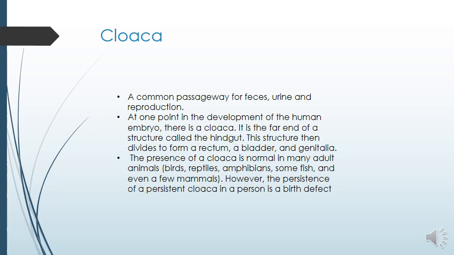A cloaca is a common passageway for feces, urine, and reproduction. At one point in the development of the human embryo, there is a cloaca present. It is the far end of the structure called the hindgut. This structure then divides to form a rectum, a bladder, and a genitalia. The presence of a cloaca is normal in many adult animals. However, a persistent cloaca in a person is a birth defect.